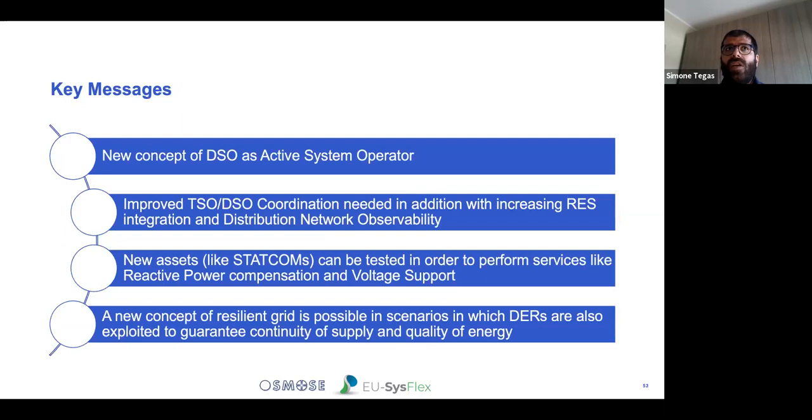What we want to communicate with the results of our network? First of all, that it is important to see the DSO, the distribution network, not only as a distribution network operator, but like a system operator, because it has to manage energy fluxes and analyze network constraints in order to provide services, first of all, to the TSO. But to do it, we need to improve the TSO and DSO coordination, and naturally increase the RES integration and the distribution network observability in order to provide a better service to the transmission system operator.